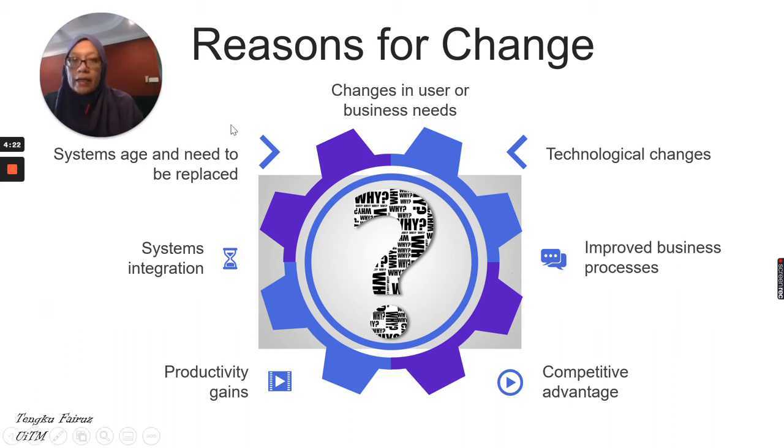Okay, and then the last reason is because of the system age. The system needs to be replaced. So system age and the need to be updated. Also, the system age can become less stable and eventually needs to be replaced. So those are basically the reasons why companies want to change the accounting information system.